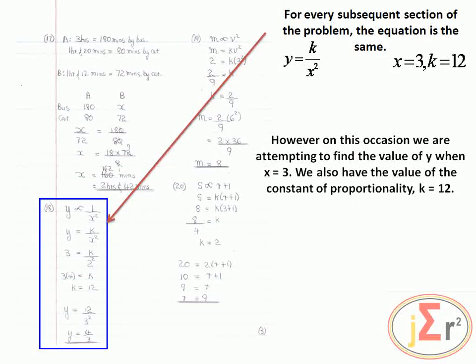So we have x is equal to 3, and we have found the value of k to be 12. And as a matter of fact, we are attempting to find the value of y when x is equal to 3. So the value of the constant is known to be 12, and x is equal to 3. There we have x is equal to 3 and 12 for the constant of proportionality. And do not forget that we are squaring right here.